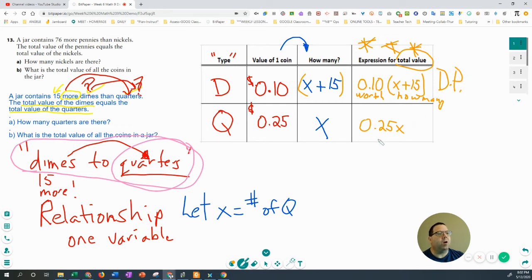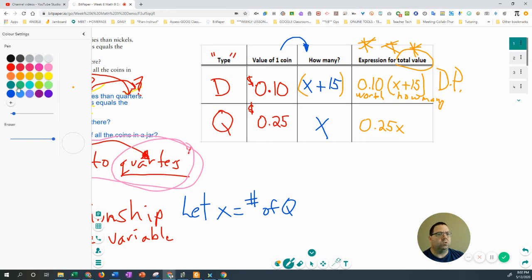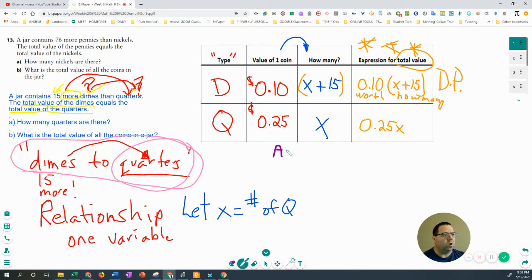Okay, all right. So let's put it together now. Let's switch over to purple. And I'll just dial this the right amount. So all together, what are we looking at here? How are we going to connect everything together? To connect everything together, look what it says. The total value of the dimes equals. So these two things are supposed to be equal.